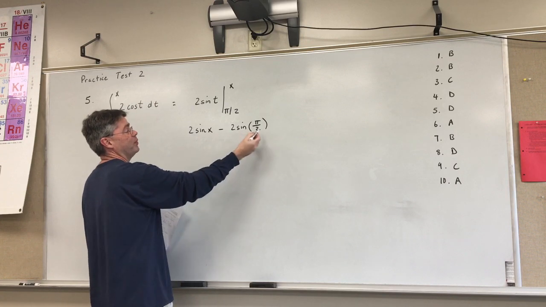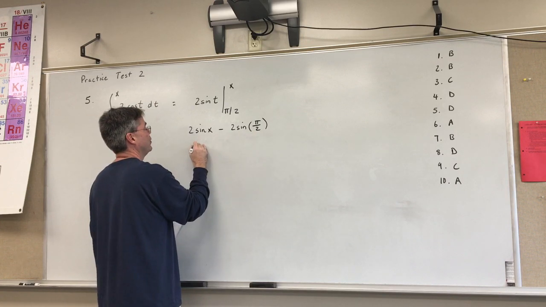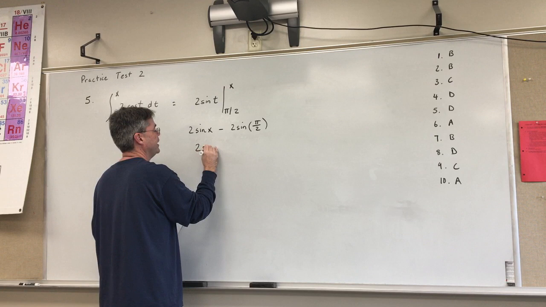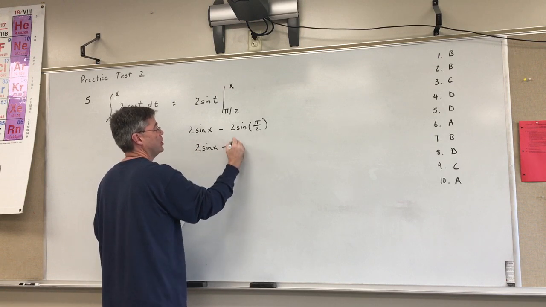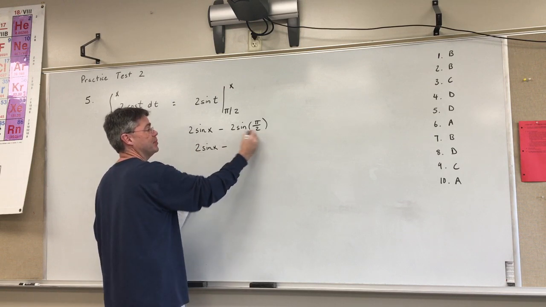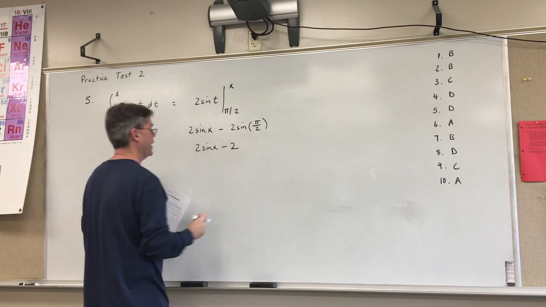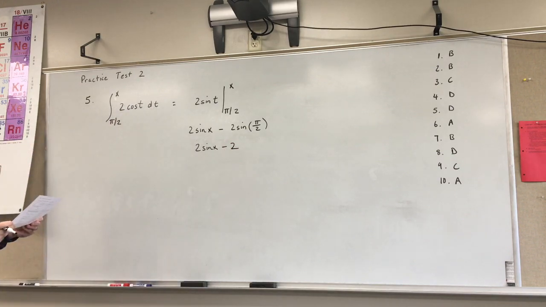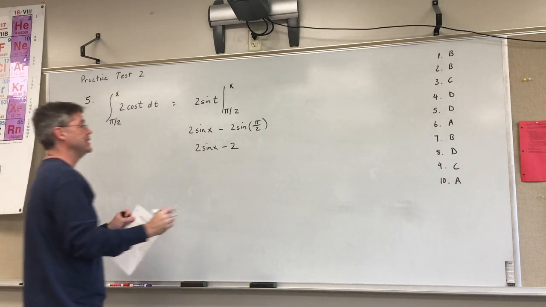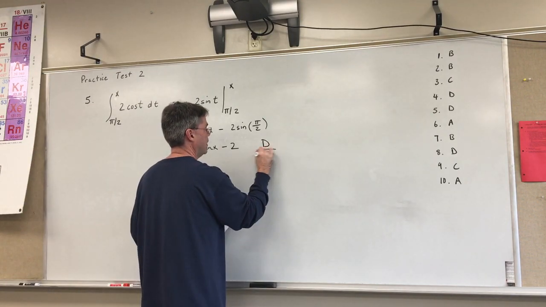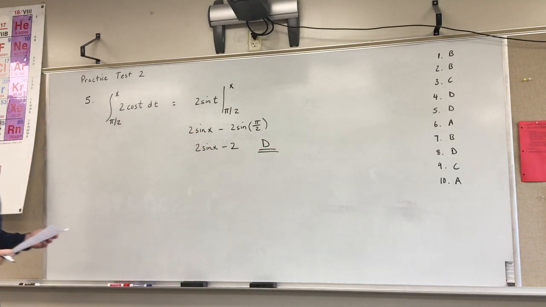Well, what's the sine of pi over 2? Sine of pi over 2 is 1, so that's going to be 2 sine x minus 2 times 1. So 2 sine x minus 2. Looking at the options, that is D. All right, not too bad.